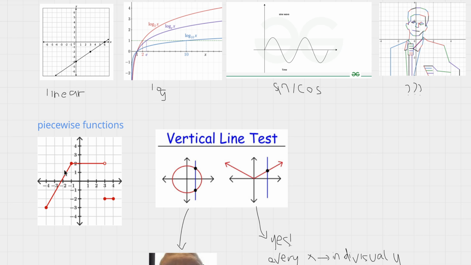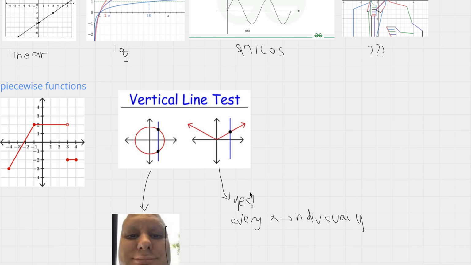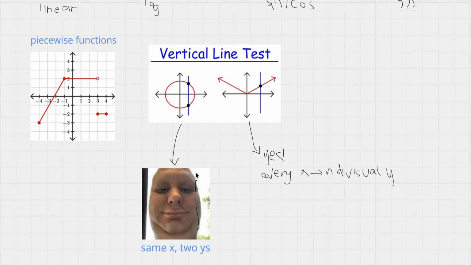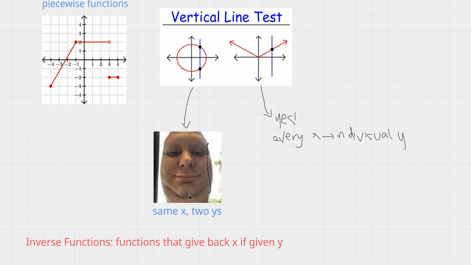In order to identify if a graph is a function or not, we have something called the vertical line test. Since for every x there's only one y, we want to make sure there's only one dot. In this situation, we can see this one is a function indeed, because for every x there's an individual y. For this one, that looks like Eugene, the meme character, there are two dots connected to a line, which means there's the same x with two y's, so it's actually not a function.